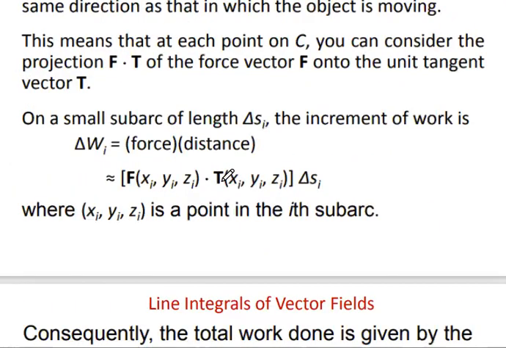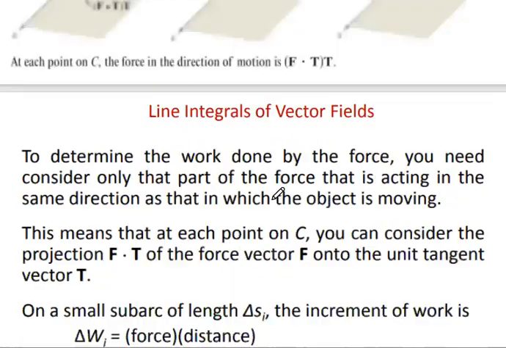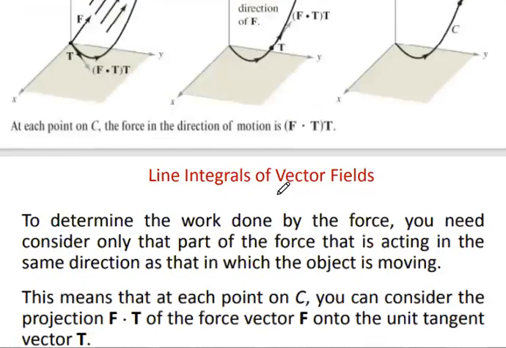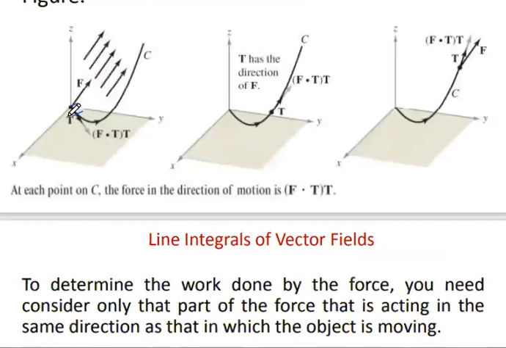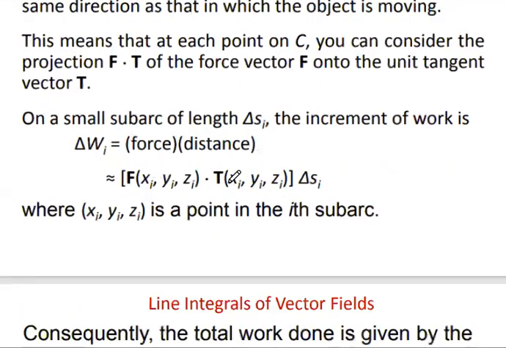F dot T ds, where ds is a small line, an infinitesimal distance. Now, how do you find the total work done on the object under this force? You have to sum that up. When you sum that up, you get the total work done.